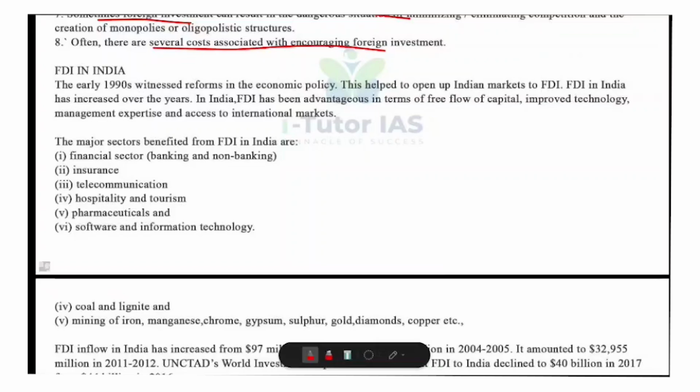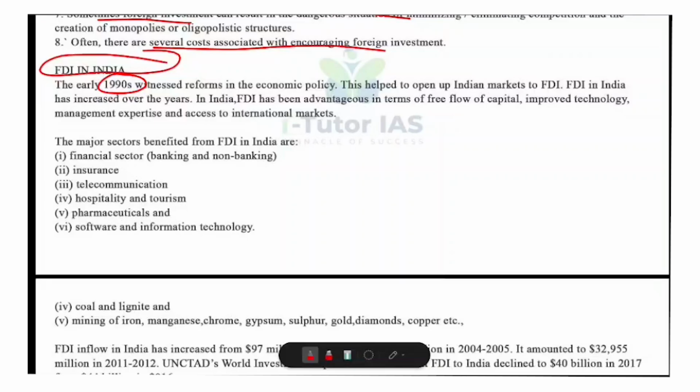Now, foreign direct investment in India. Do you know what is the background of FDI in India? The early 1990s were a turning point for India's economy. Economic reforms liberalized the Indian market, making it easier for foreign investors to invest in India. Since then, FDI inflows have steadily increased, bringing in capital, technology, management expertise, and access to international markets. So, what are the key sectors benefiting from FDI?